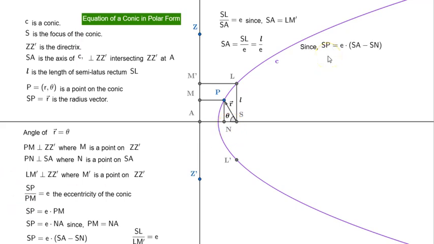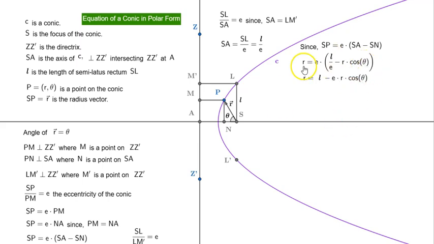Now since SP is equal to e times (SA minus SN), we can write r is equal to, why? Because SP is the radius vector r, equal to e times (SA, which is l by e, minus SN). SN is r cos theta. Theta is here, SN is here, it is the adjacent side, right? So SN by r is equal to cos theta. That means SN equals r cos theta.